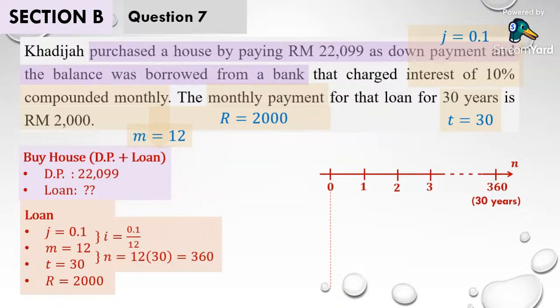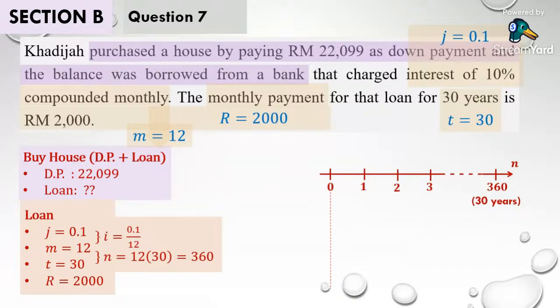Then I and N we can calculate accordingly, where I equals J over M, and N equals M multiplied by T, or T multiplied by M, it does not matter, it's the same thing. So this is the info that we can interpret. To get the answer later, maybe you just memorize the formula for A_n. But have you ever thought about why it's using A_n? Now I want you to see carefully the idea of how we get A_n, referring to the timeline at the side.